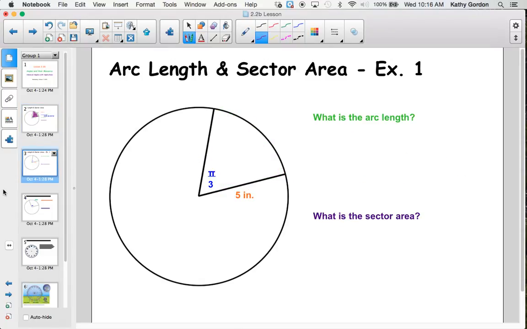All right, so if I now label the circle with this kind of information, where I'm saying the radius of the circle is 5 inches, and the central angle of that particular sector is pi over 3. The question is, what is the arc length and what is the sector area?